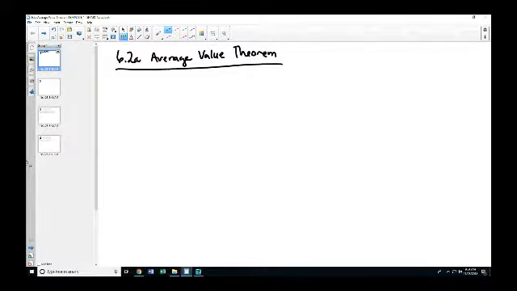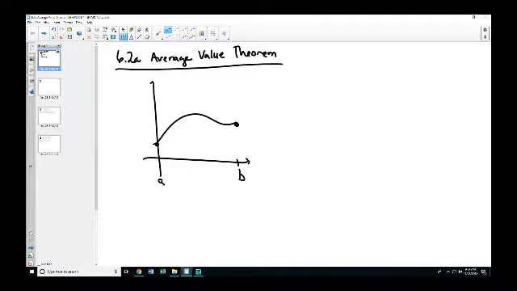Compare and contrast with average rate of change, so you know the difference and know when to recognize the difference between the two. So if you do have a function on some interval, okay, you have to have an interval. The average value theorem allows you to calculate the average y value.